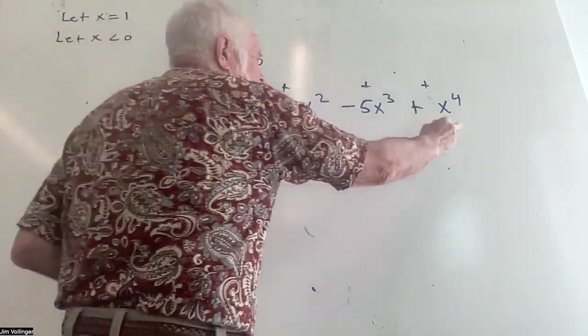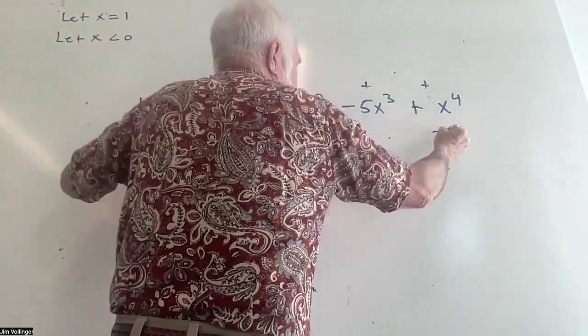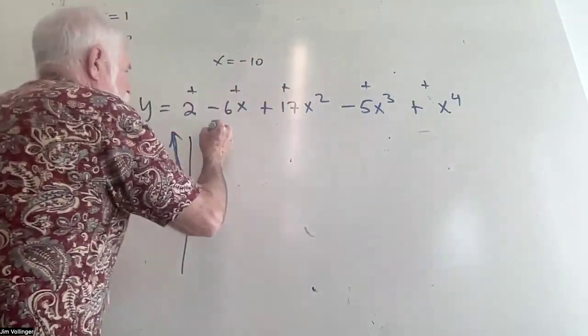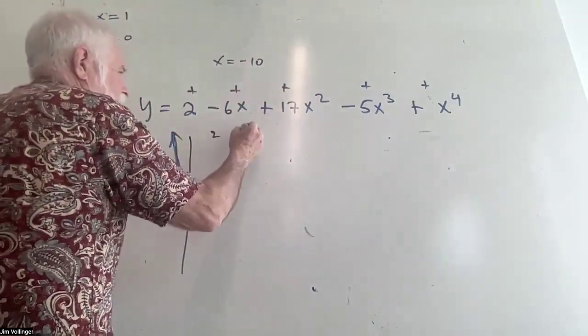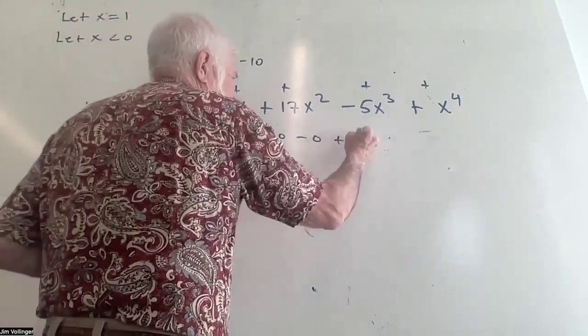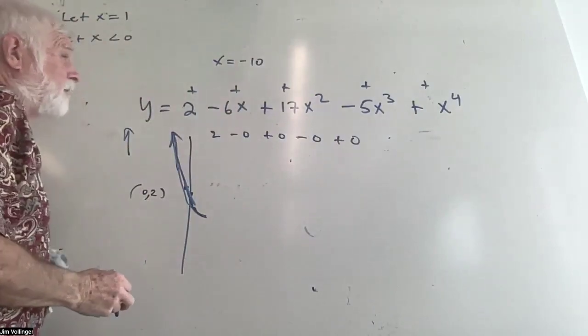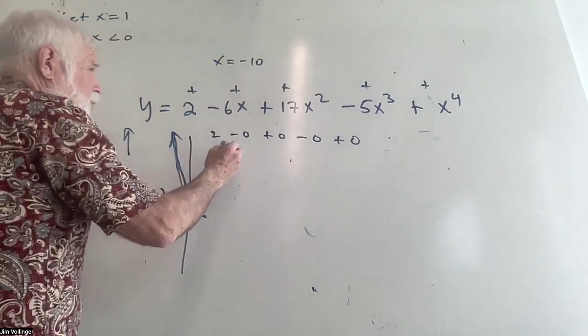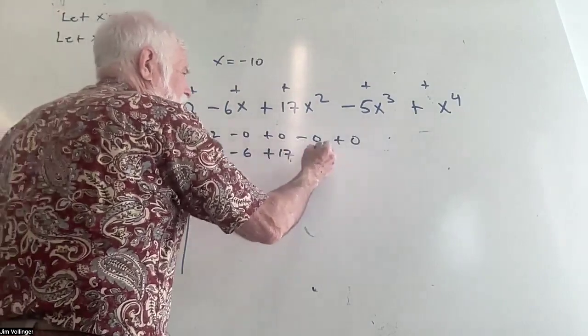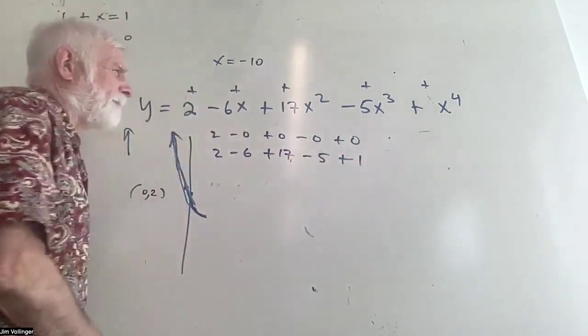We're at 0, we're at 2. I wish I was reading this back. Well, I am reading it backwards, so I can do it that way. So I know I'm at 2, and then I know I'm subtracting 0, adding 0, subtracting 0, and adding 0. And if I put the number 1 in, I'm at 2, I'm at -6 plus 17 minus 5 plus 1.